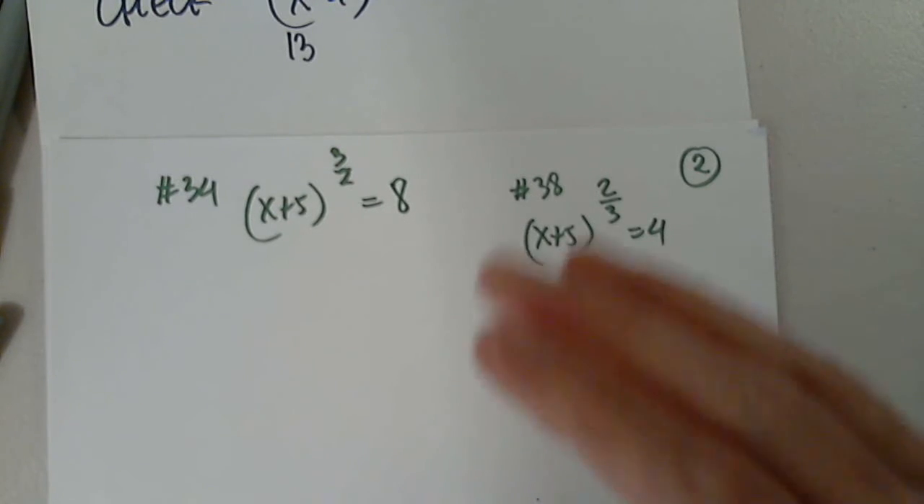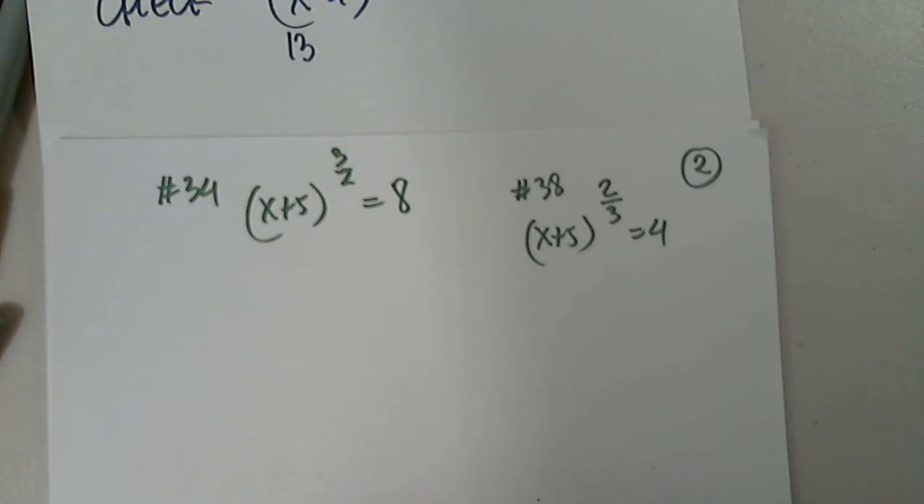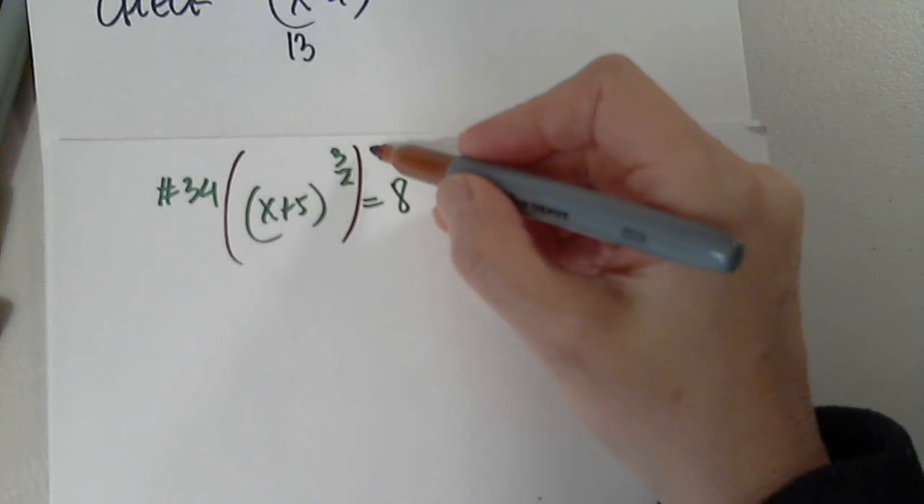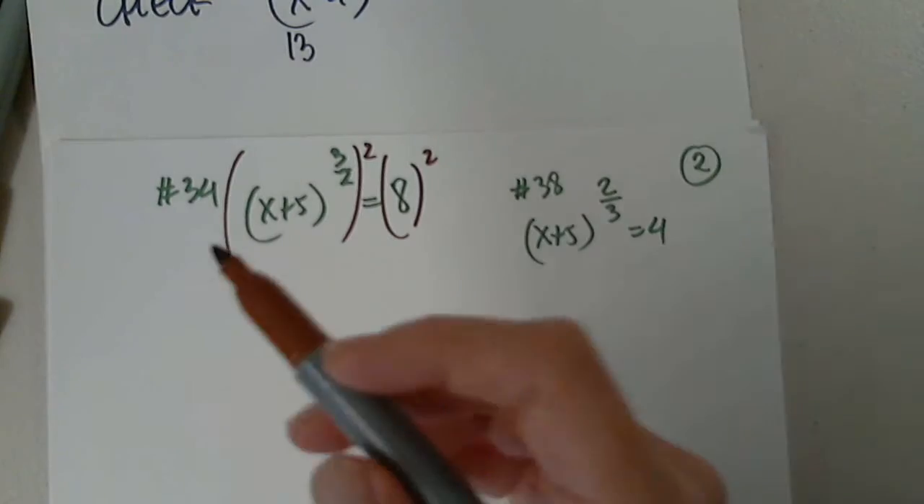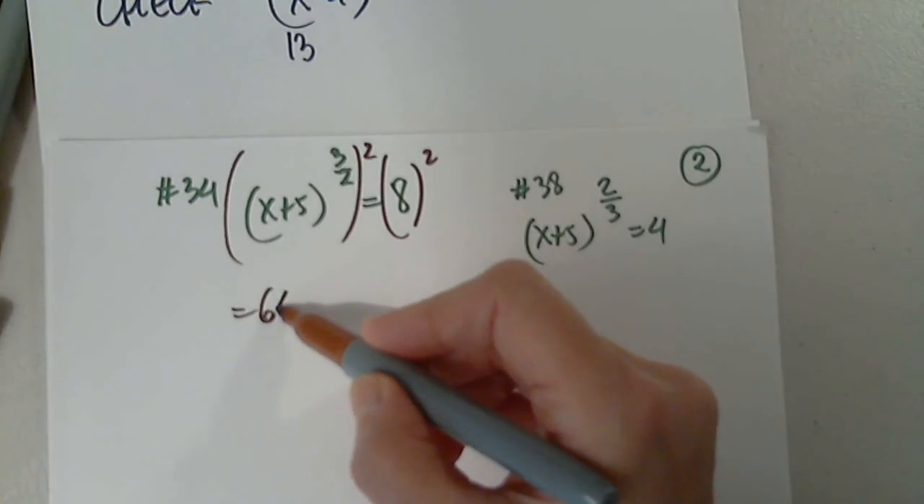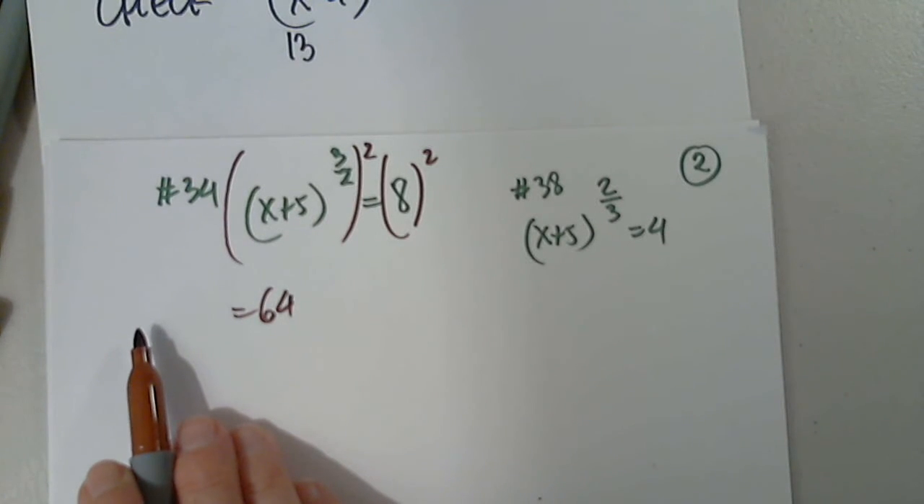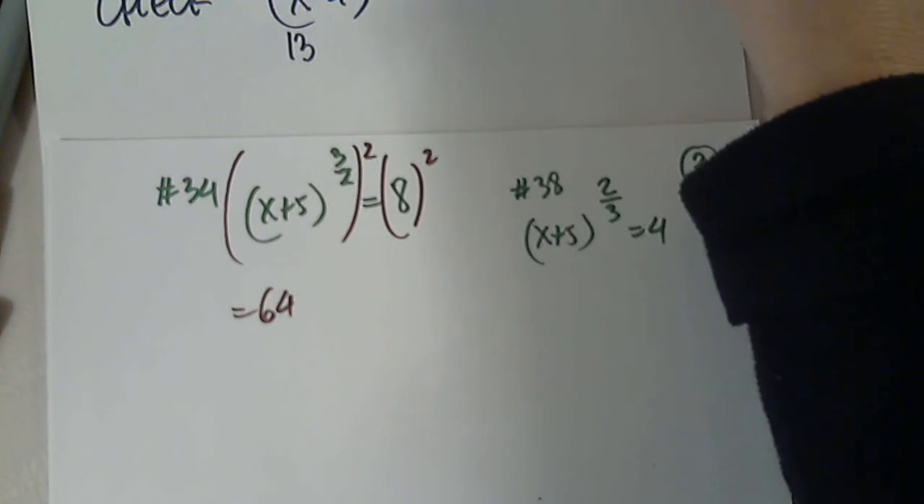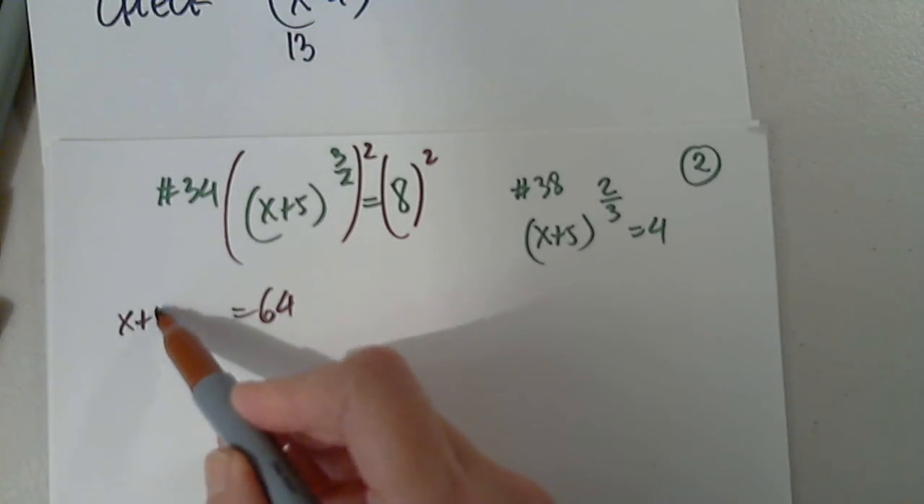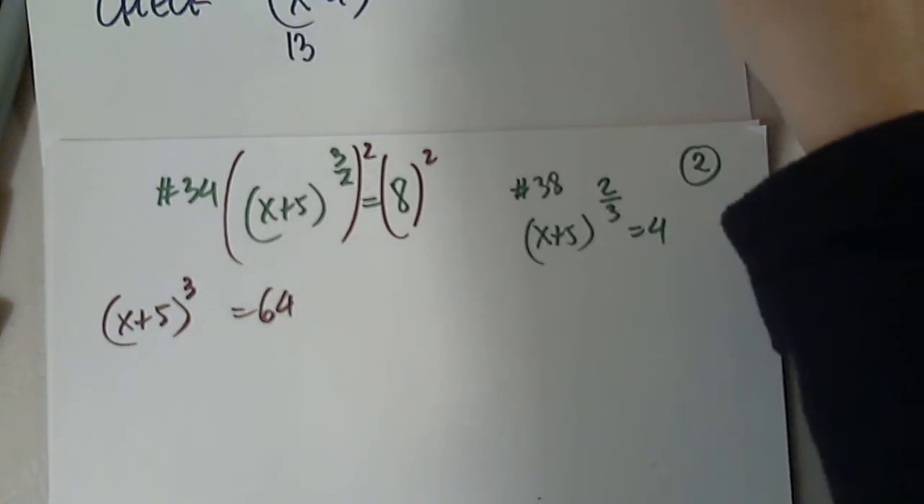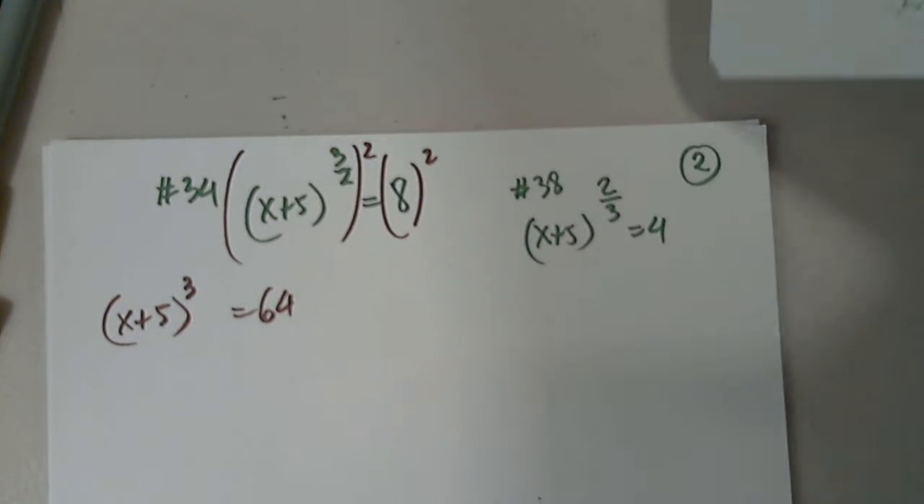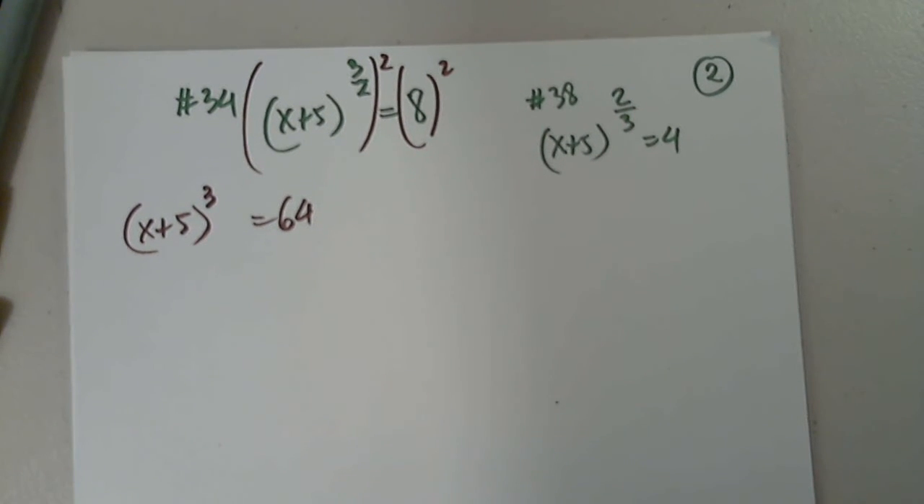Okay. So first, what would you recommend we do? First step. We want to eliminate, yes? Square both sides, very good. What do we have on the left? On the right we have 64. What do we have on the left? x plus 5 cubed. Yep. I know that's what you meant.